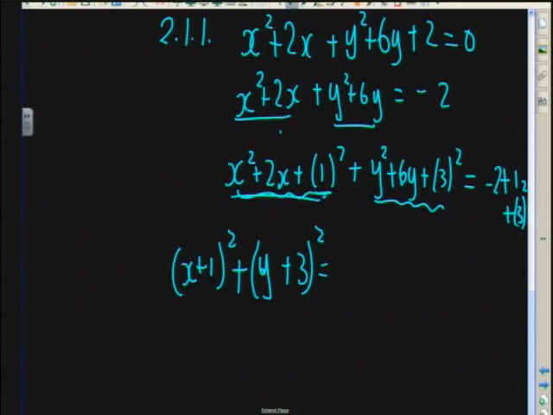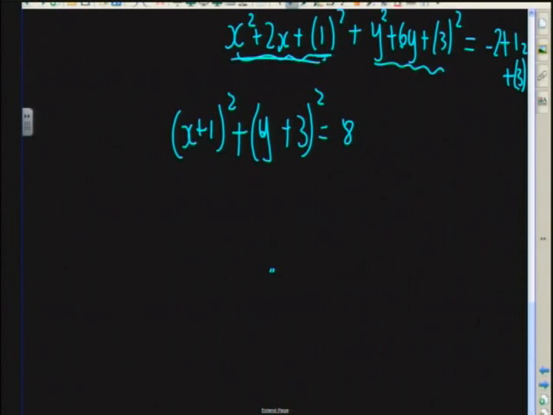Minus 1 plus 9 is going to give me 8. So therefore, (x plus 1) squared plus (y plus 3) squared is equal to 8. I can say from there the center M is going to have coordinates minus 1, minus 3. Remember to always change the sign when you take things out of your bracket, hey?